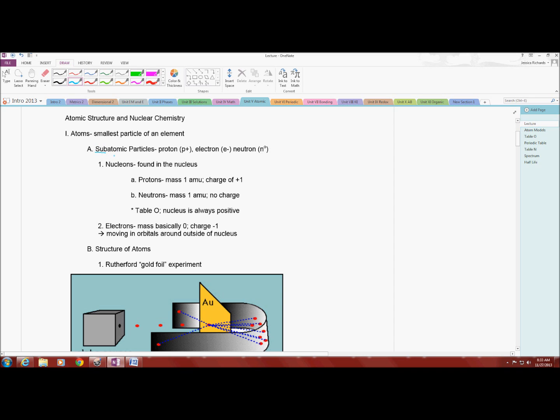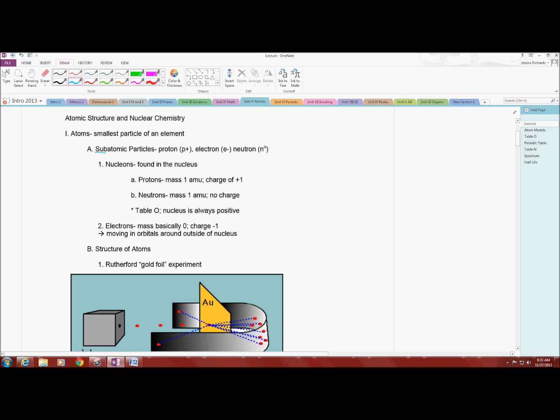So first they thought atoms were as small as you could get, and then they figured out that they could break atoms into smaller pieces. Then they figured out you could break those smaller pieces into smaller pieces, but that's physics. Okay, so the three pieces we're responsible for: protons, electrons, and neutrons.